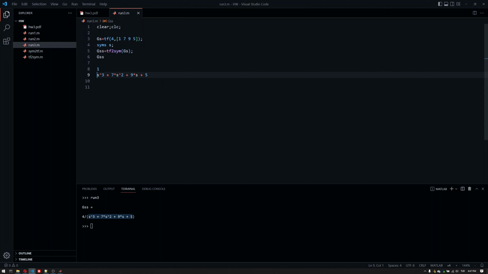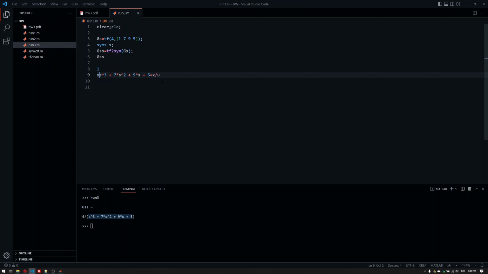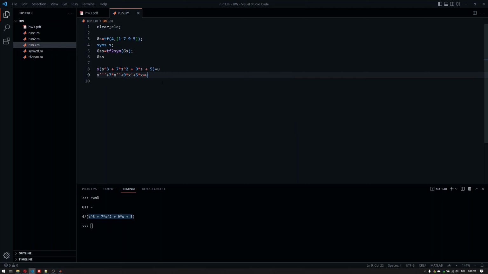And it's basically going to be equal to x divided by u, a transfer function between x and u. And if you look closer, if you multiply stuff here, you will see it becomes like this. And we can directly see that it would be the third derivative of x plus 7 times x, the second derivative, plus 9 times x derivative, plus 5 times x is equal to u.